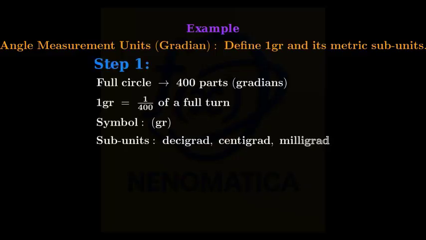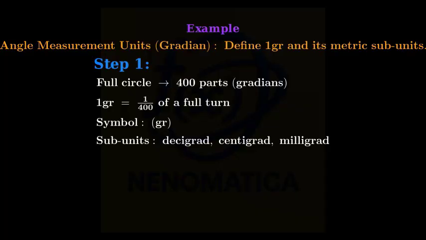A full circle is divided into 400 equal parts. Each part is 1 gradian. 2. 1 over 400 of a full turn makes 1 gradian. 3. The symbol (g) is used. 4. Subunits are decigrad, centigrad, and milligrad.